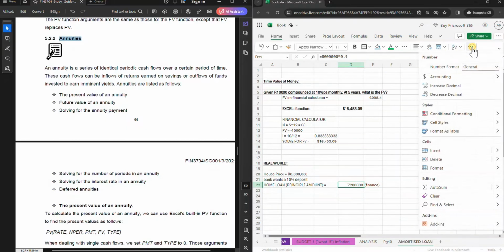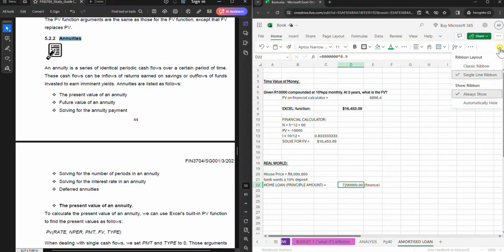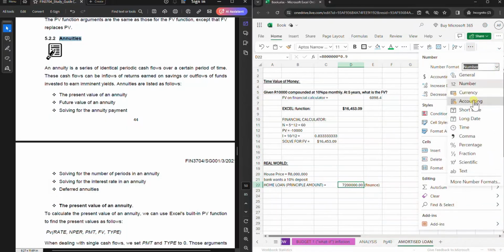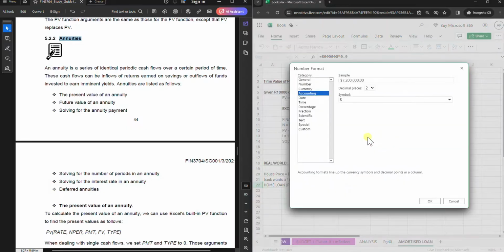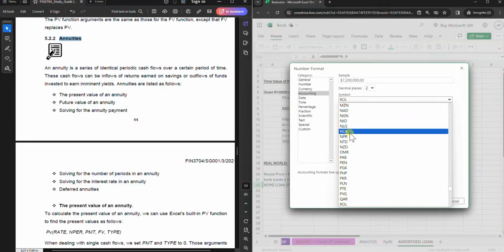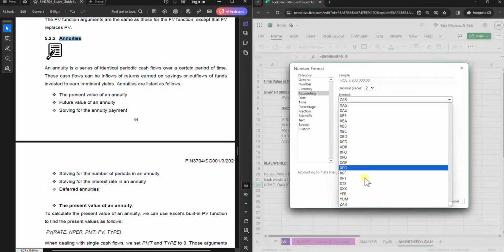Okay, let's change the format. That wasn't right. Let's make it there. Ooh, rand figures. It doesn't matter, it's fine. Or let's change it. South African rand. Is it there? It should be. Yeah, there we go.